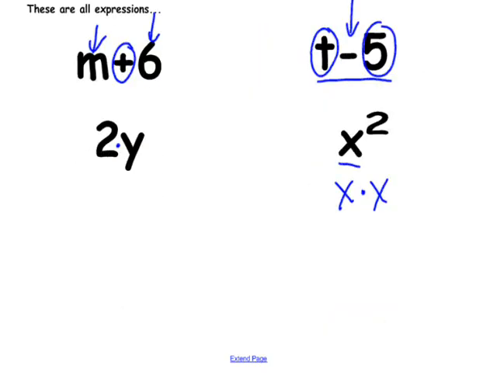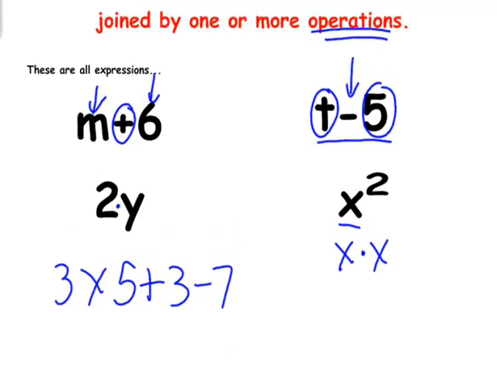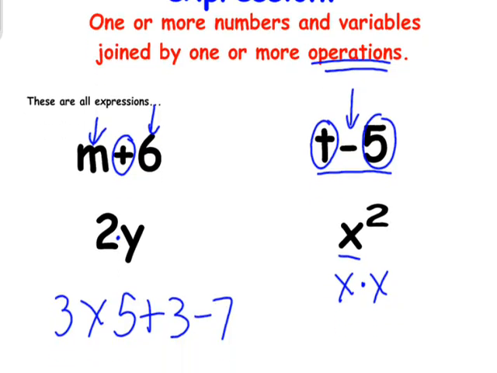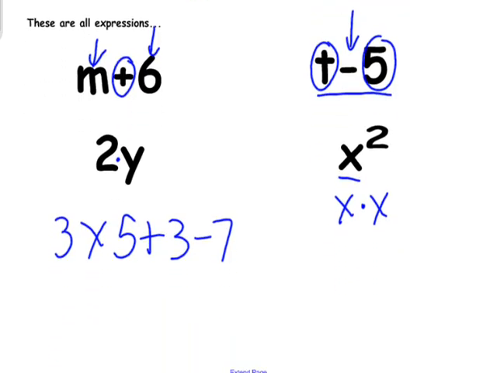Now, just to give you a couple more examples of expressions, 5 plus 3 has no variables, but that's an expression. Or I could alter that somewhat. This would also be an expression, 3 times 5 plus 3 minus 7. So it's one or more numbers and one or more operations, which joins them together. Maybe one more example here. 5x plus 6 would be an expression, and we're going to work with those today and do some translating.